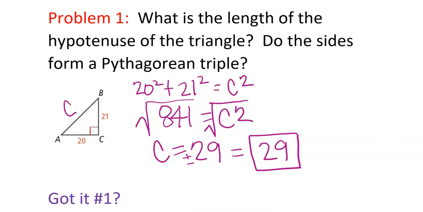Oh, last thing, do the sides form a Pythagorean triple? 20, 21, 29. They do if it actually comes in as a whole number. If, for instance, you had 20, 21, and 65.2, then it's not a perfect Pythagorean triple. So for this one, the answer is yes.